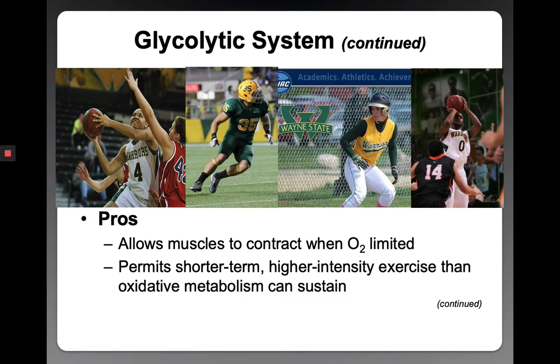The glycolytic system does have some pros with it. So, one, it's going to allow the muscles to contract with limited oxygen. It is going to permit shorter term, high intensity exercise than oxidative metabolism can sustain. So, if you play a sport like football or basketball or something that requires really quick running that is usually under 2 minutes in time, and you'll have some sort of recovery afterwards, the glycolytic system is going to be something that you want to train to become very efficient over a long endurance or aerobic based training system.